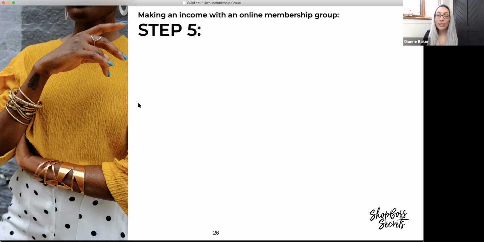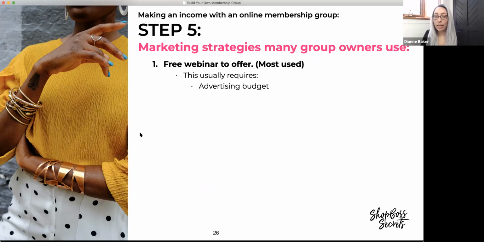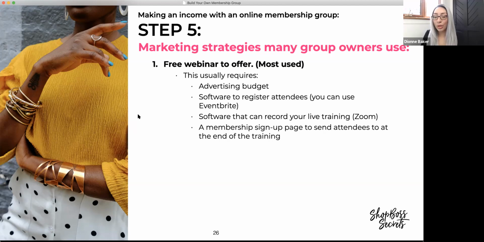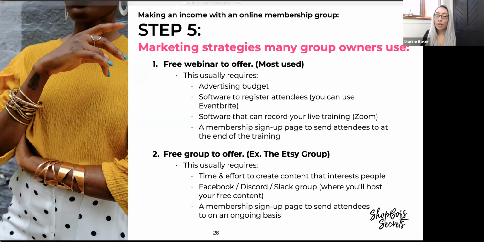So if we look at the different kinds of ways we market, this is what, to Paula's earlier question, I was talking about. My slide is supposed to be bringing all these in. So we have the free webinar to offer, which is the most used marketing strategy that I see even today, used to get people onto a membership or into an online course scenario. What that is, you offer a free training. Usually it requires an advertising budget. Most of the time these things are advertised on Facebook or on YouTube.